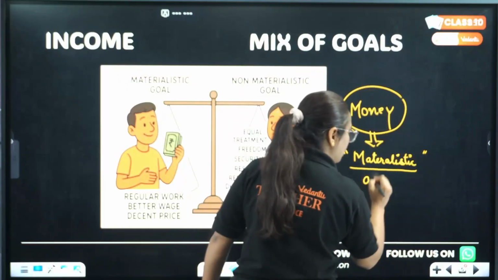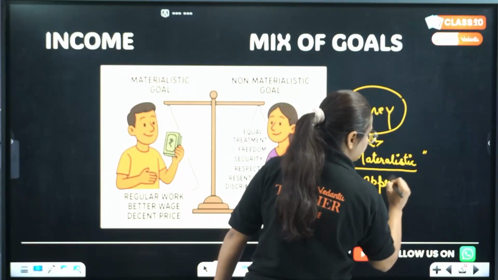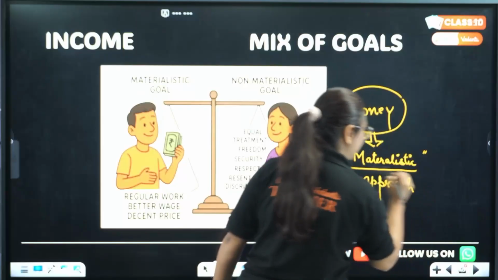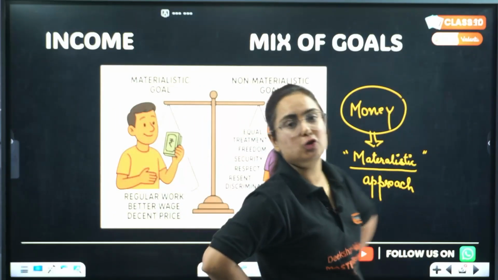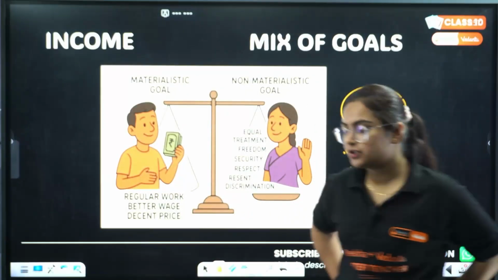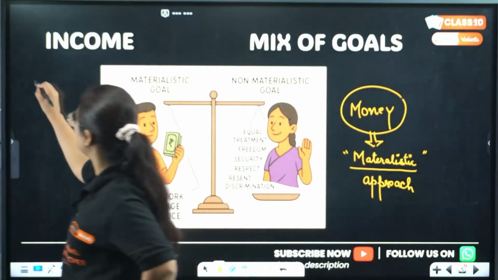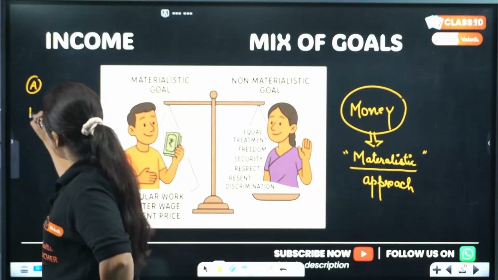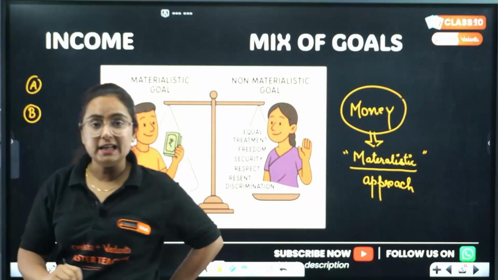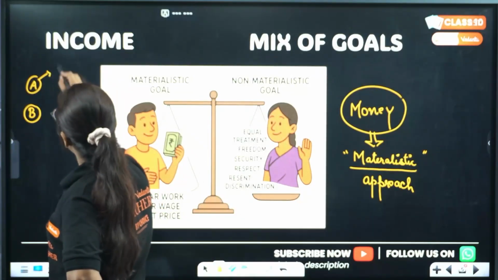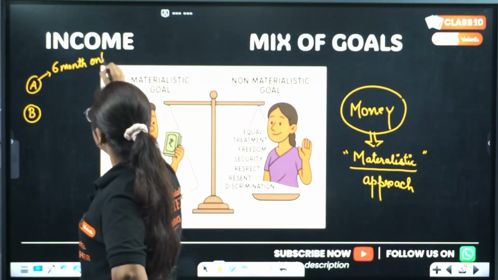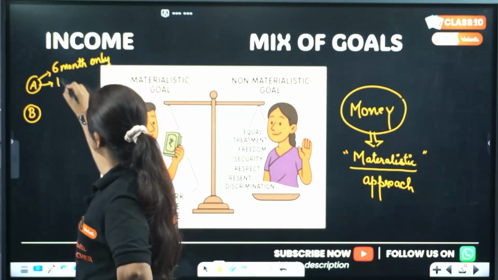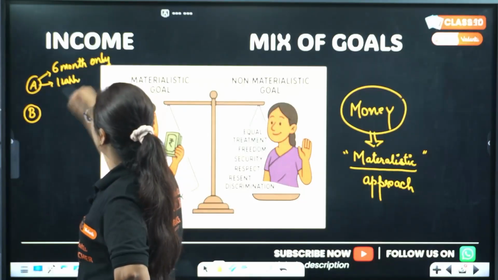So our approach is what, bacha? Materialistic. But you will be clear by this example. For example, now you are searching for jobs, right? You have two options, option A and option B. In option A, you are getting a job for 6 months only, but your salary is 1 lakh rupees per month.